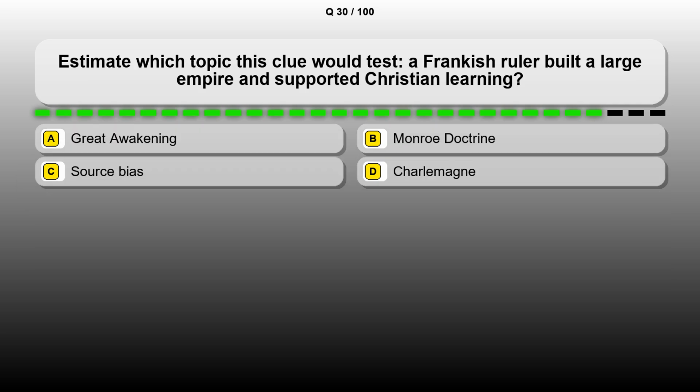Question 30. Estimate which topic this clue would test. A Frankish ruler built a large empire and supported Christian learning. Option A, Great Awakening. Option B, Monroe Doctrine. Option C, Source Bias. Option D, Charlemagne.